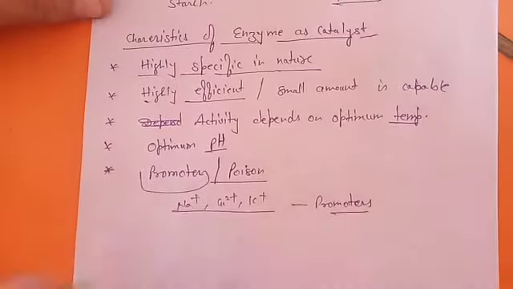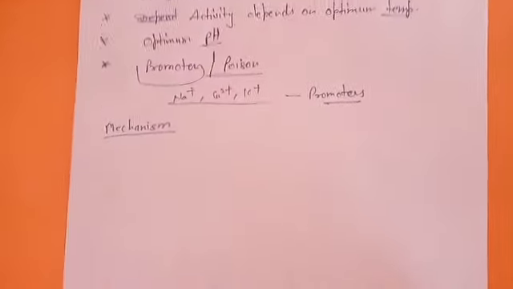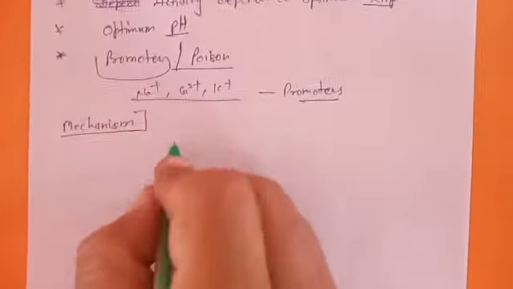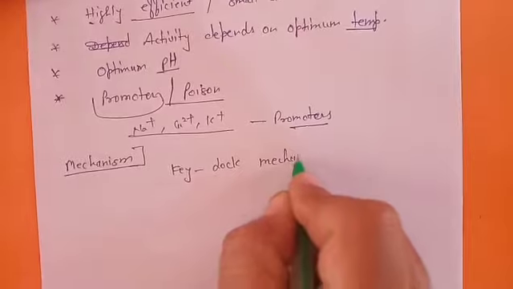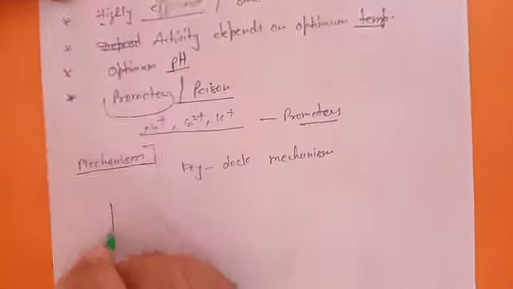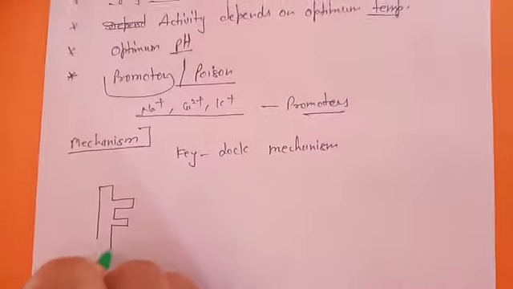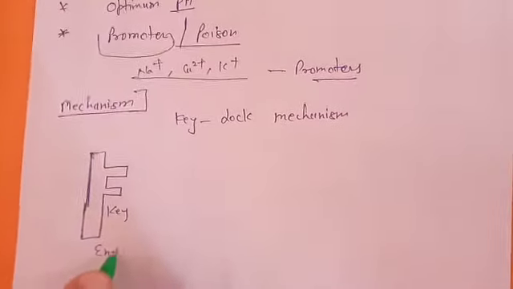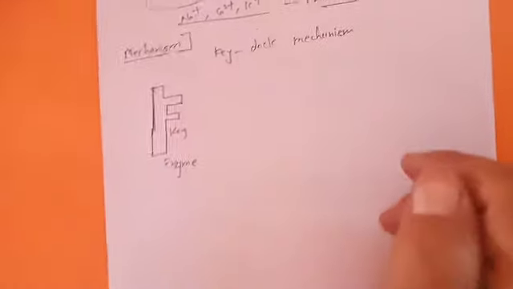Next thing, which is quite important, is the mechanism. I have told you again and again, two mechanisms are involved which explain how a catalyst works. The enzyme catalyst mechanism is based on the key and lock mechanism. Suppose we make a structure like a key. This is a key, and this key is termed as your enzyme.